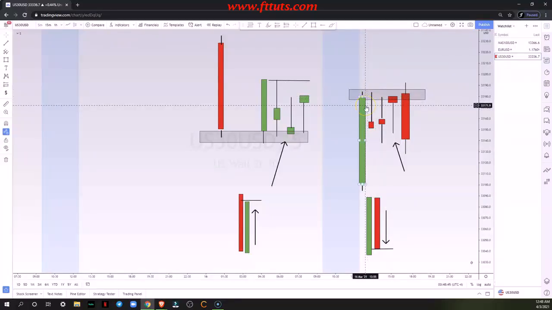But yeah, all we're waiting for is we want to see some type of dojis at our key level, some type of candlesticks that's going to be slowing down. So we want to see a lot of wicks in our key areas. Okay, we want to see a lot of wicks.